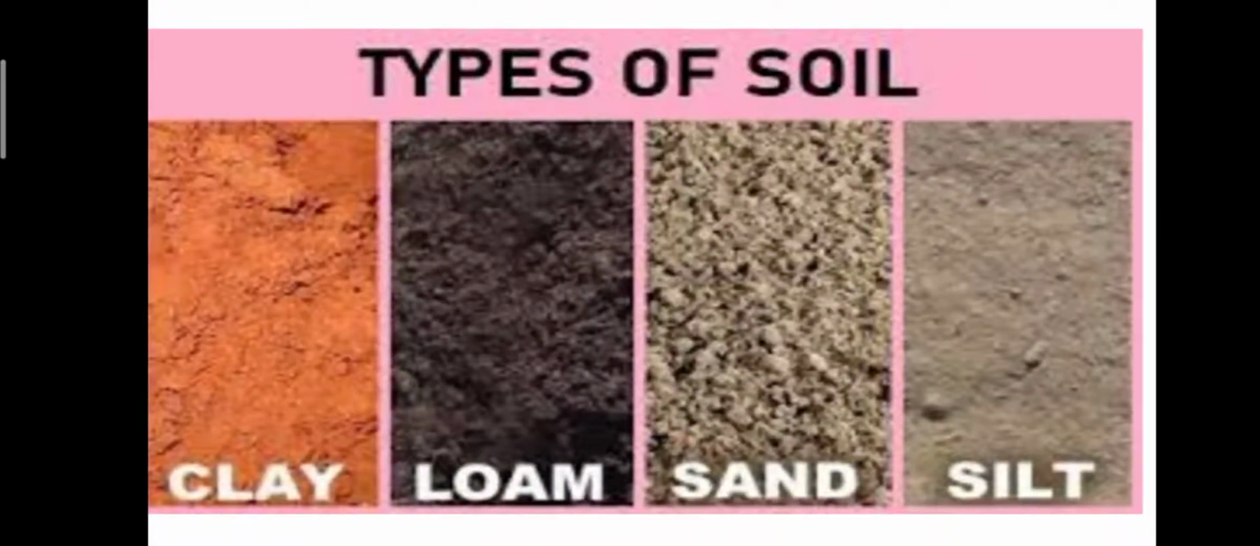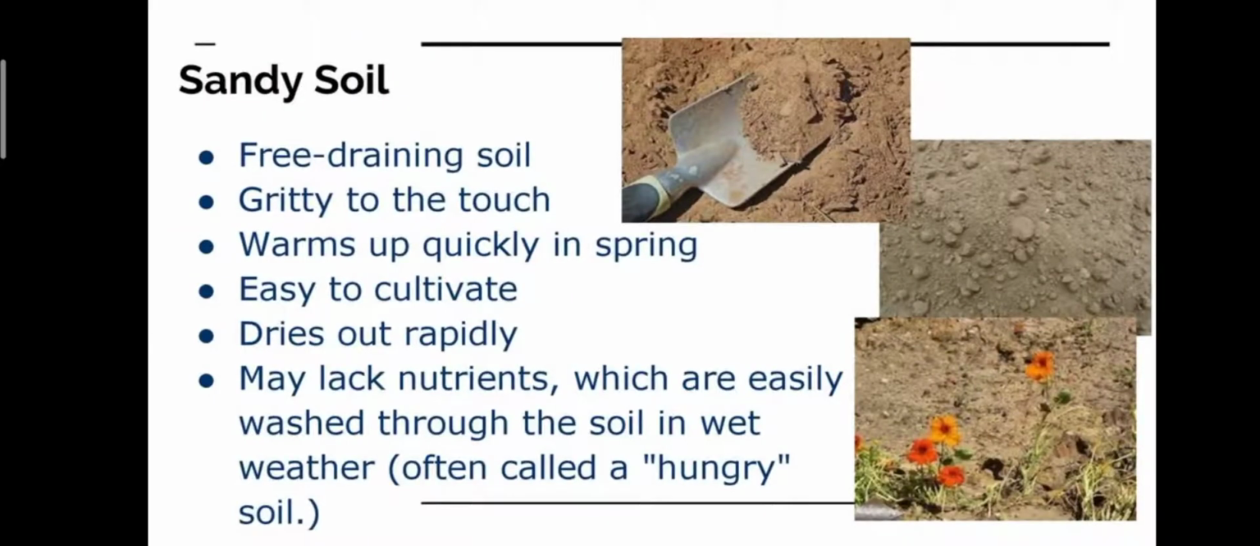Types of soil: clay, loam, sand, and silt. Sandy soil. Free draining soil, gritty to the touch, warms up quickly in spring, easy to cultivate, dries out rapidly, may lack nutrients which are easily washed through the soil in wet weather, often called a hungry soil.